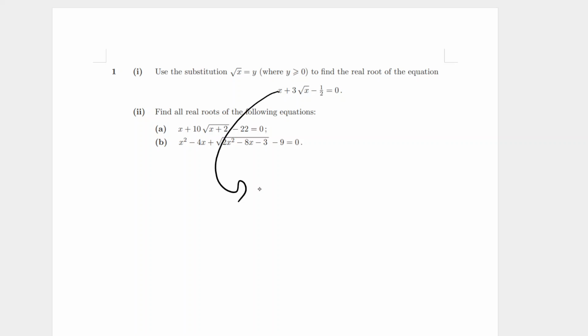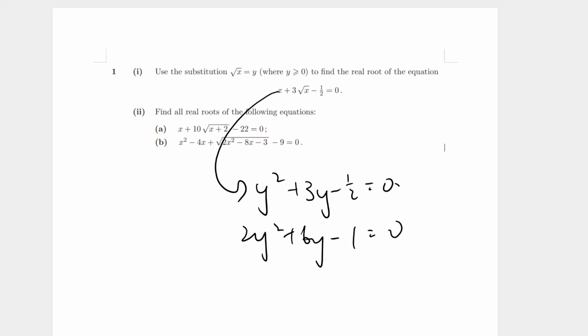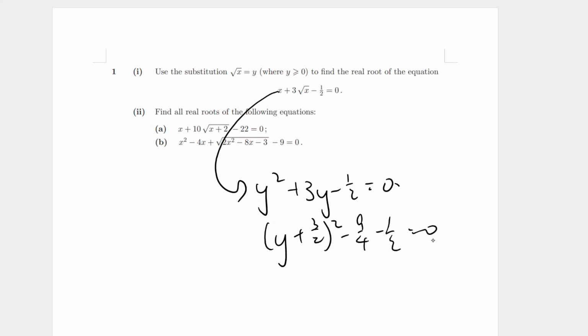So, what is this? y squared plus 3y minus a half equals 0. And can we solve that? The answer is yes, right? Just 2y squared plus 6y minus 1 equals 0, and then you just use whatever method you like for quadratics to solve the thing. Or perhaps completing the square might be more sensible. Here, actually, I could go (y plus 3 over 2) squared minus 9 over 4 minus a half equals 0. That might be more sensible, I think.